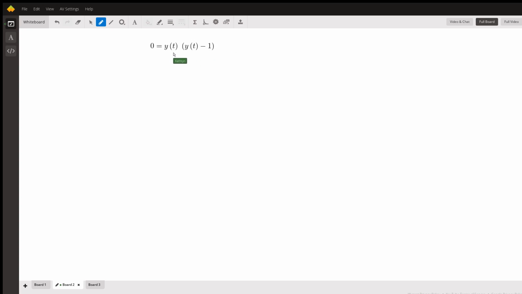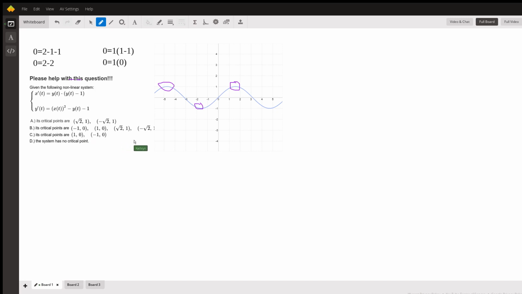Now here, we have two choices. We could divide both sides of the equation by y of t, and we end up with 0 equals y of t minus 1, so 1 equals y of t. Alternatively, we could divide both sides by y of t minus 1, and then we end up with 0 equals y of t. So there are two potential solutions, 0 and 1. If we go back to our choices, every single option has either 0 or 1 for y of t, so those are all viable options. But again, I would go back and check the way we did on the first one.